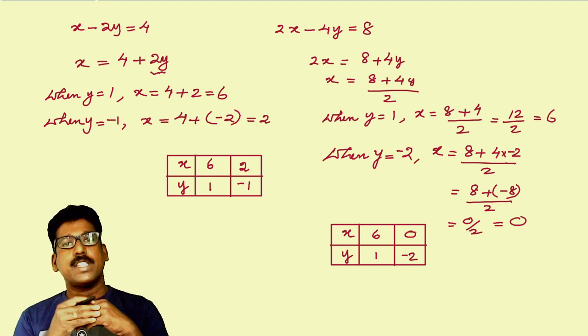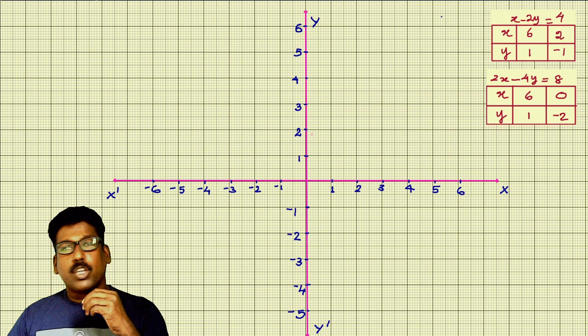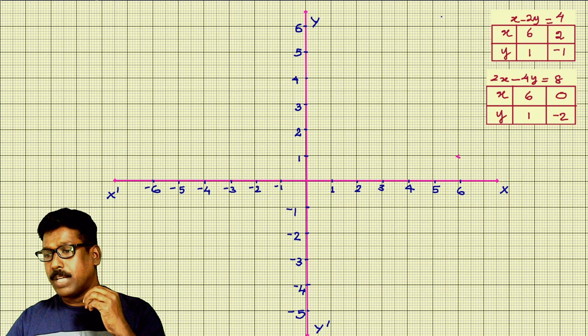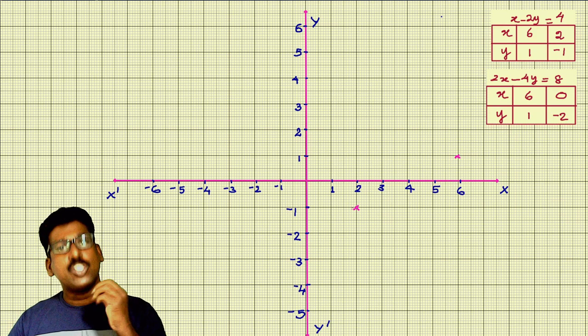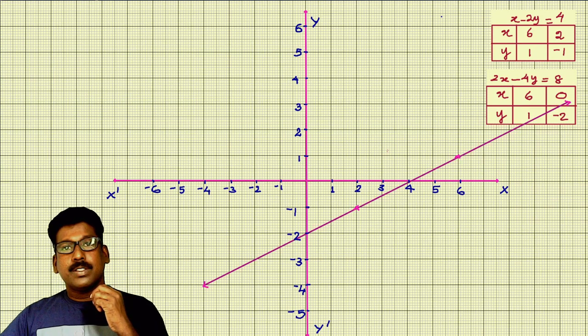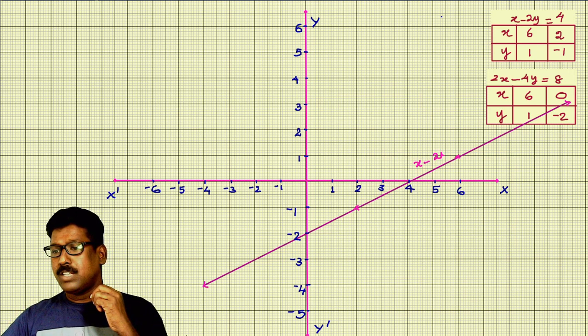Now plot these points in a graph. Let me plot the point. When x is equal to 6, y is equal to 1. So this will be that point. Now when x is equal to 2, y is equal to negative 1. Negative 1 will be just below the x-axis. So here. Now join these points. You will get the graph of x minus 2y is equal to 4. So this will be the graph of x minus 2y is equal to 4.